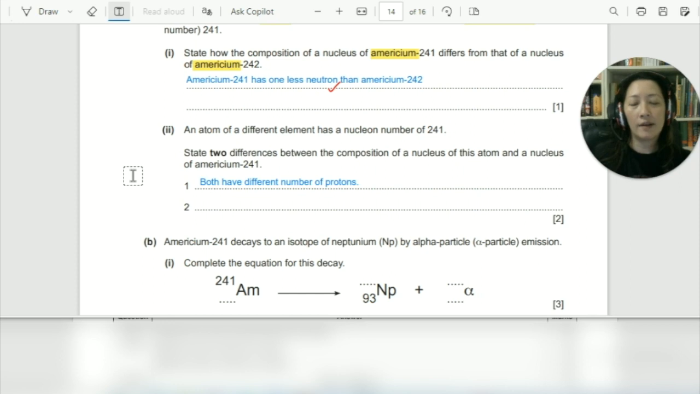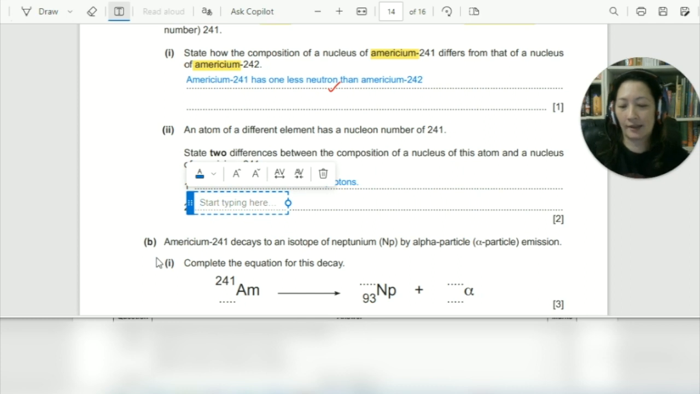Because they have different number of protons, they will also have different number of neutrons. How do we know this? Because we know the total is 241. So one would be A plus B equals 241, another would be X plus Y equals 241. And if the numbers of protons are different, obviously the other number, which is the number of neutrons, will also have to be different, even if the total is 241. Logical, right? So that would be the other answer.